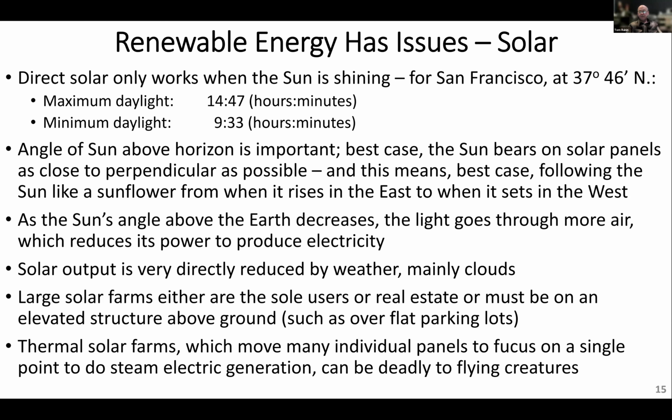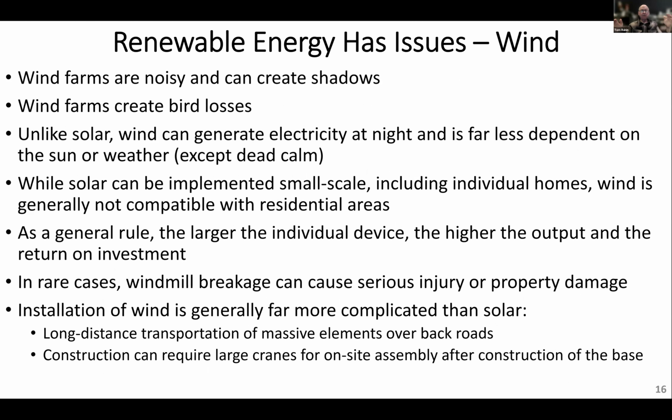Thermal solar panels, I think most of you have probably heard of them. You have a huge plot of land where you have steerable mirrors that are all directed towards a water vessel piping that is up on a high tower, and it's heating that up to make steam to drive generators, electric generators. Well, that kind of thing can be hazardous to flying creatures, mainly birds. Okay. Now, wind energy has similar problems, but it also has different problems.